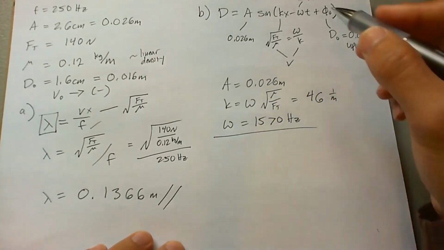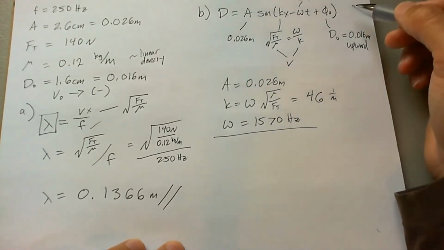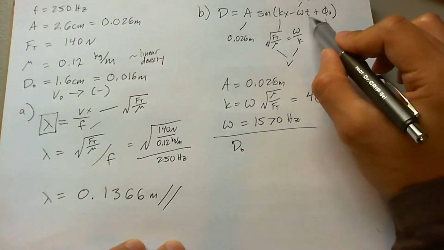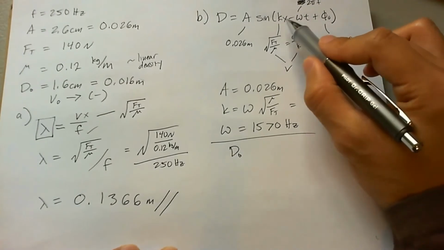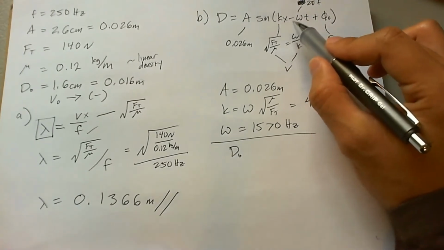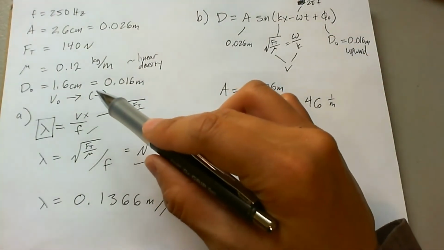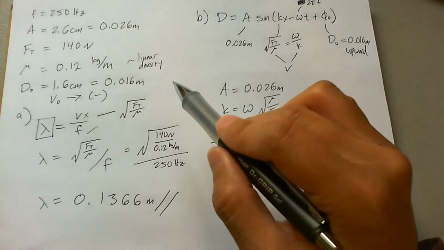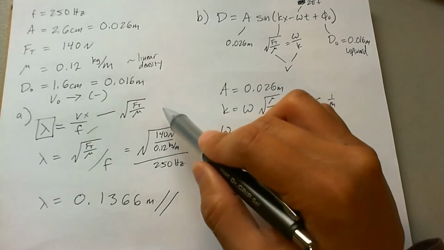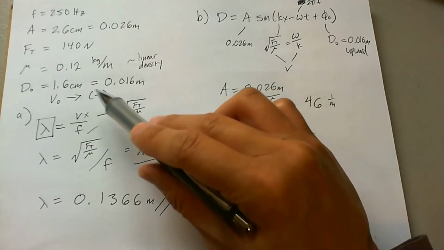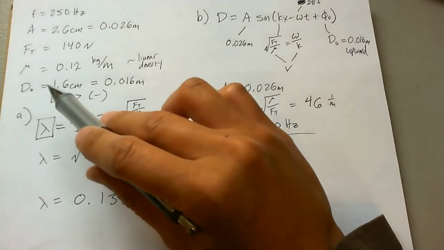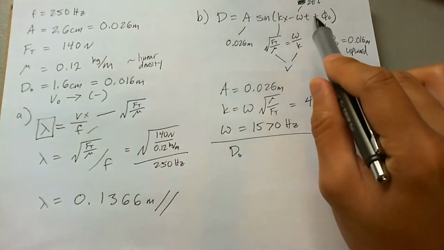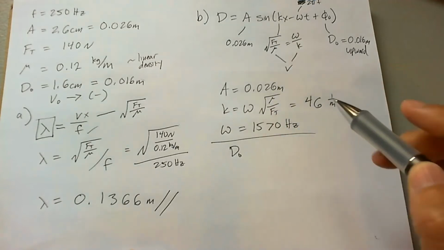So what we're going to do is look at the same equation. We're going to write down the same equation, but for D naught, when t is equal to 0 and when x is equal to 0. When they say D naught, they're talking about, it says at t equals 0, the end of the cord has an upward displacement of such and is falling. So that means x is equal to 0 because it's the end of the cord, and t is equal to 0 because it's the beginning of the problem.